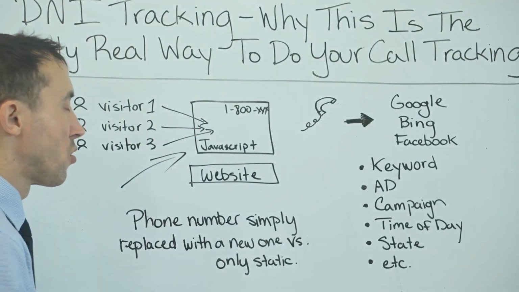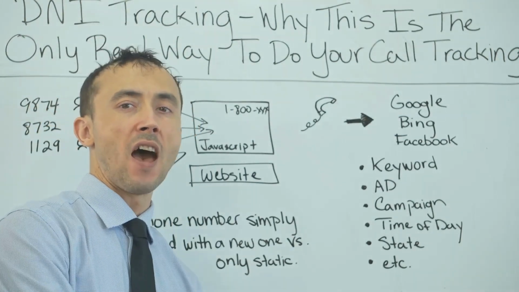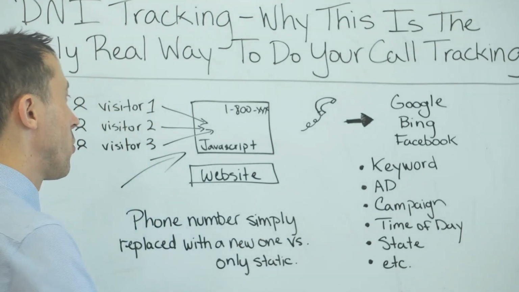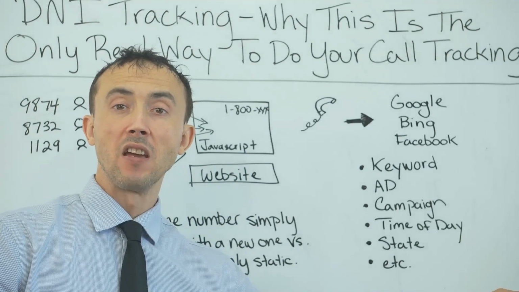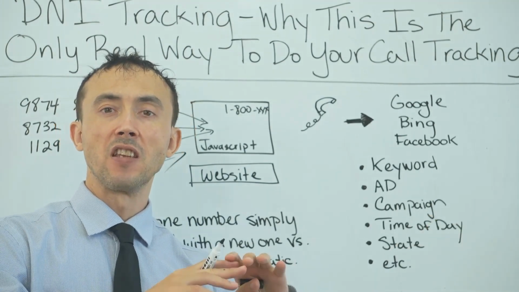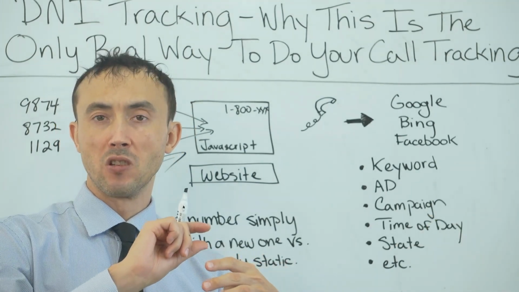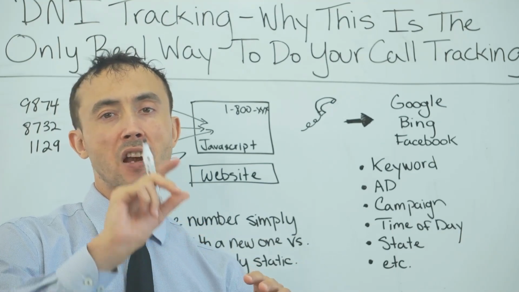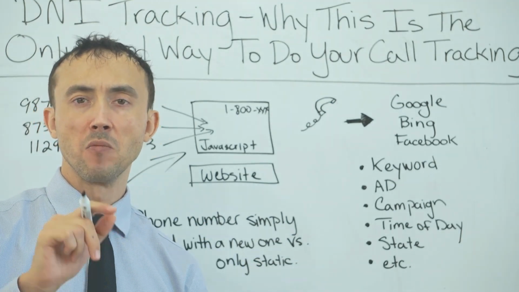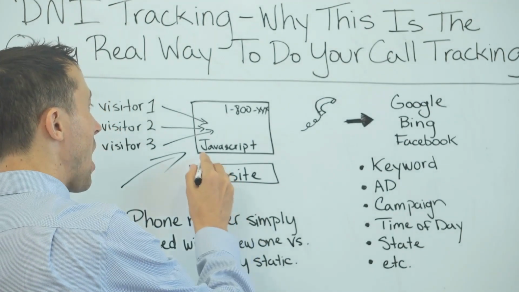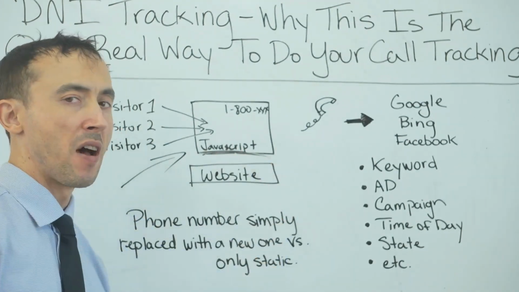Dynamic number insertion tracking, however, gives you all of that capability. And the way that works is, instead of just putting a number on your website physically, like going to the website files on your web hosting and deleting whatever number was there and then putting your tracking number there, what dynamic number insertion does to make it work is you put in a JavaScript code that the call tracking provider provides you.